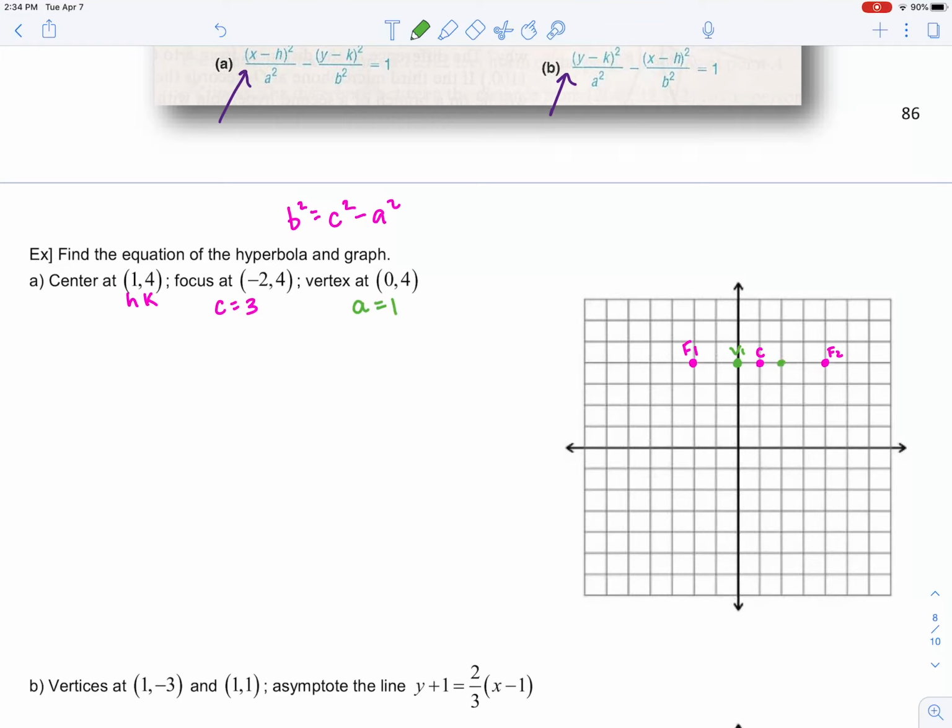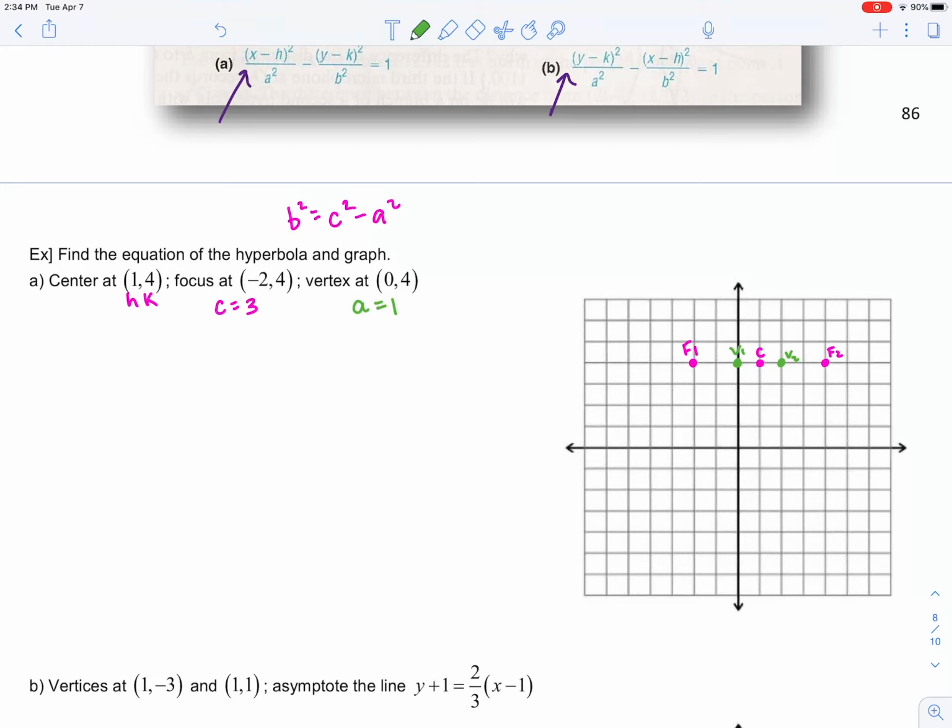That vertex is 1 unit away from the center. That gives me my a value. My a value is 1. And it also tells me there's another vertex on the other side of the center that's also 1 unit away. I can now take this a value and c value to find the b value.